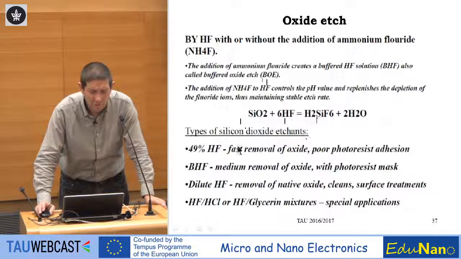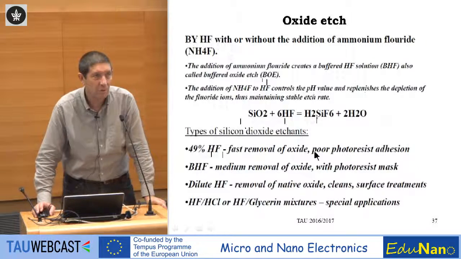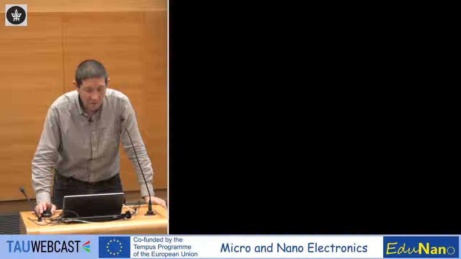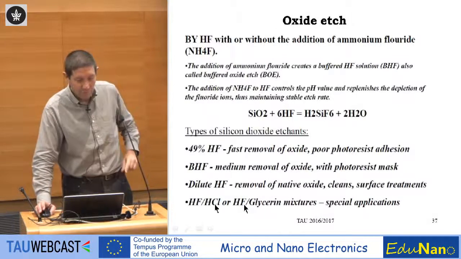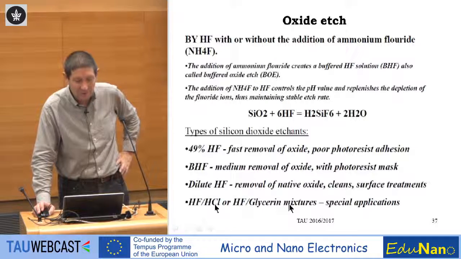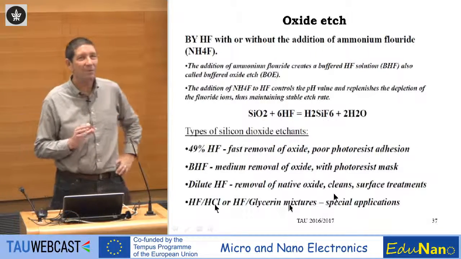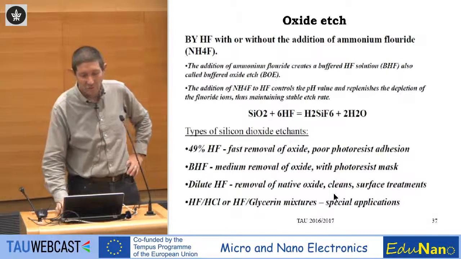Types of silicon dioxide etchant, like 49% HF. This is a fast removal of oxide, but poor photoresist adhesion, so it has a problem. Buffered HF or dilute HF. Sometimes you can have HF mixed with HCl, or hydrofluoric acid with a glycerin mixture, and this is for some special applications. Glycerin is an organic molecule which can have some very specific effects on the surface.